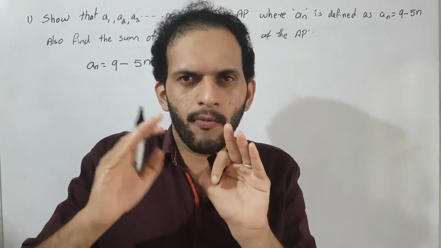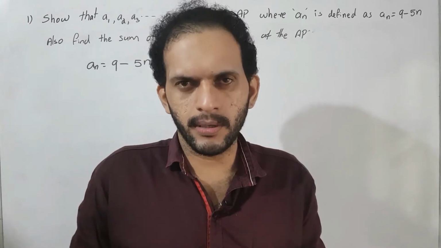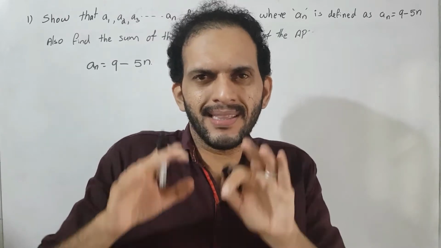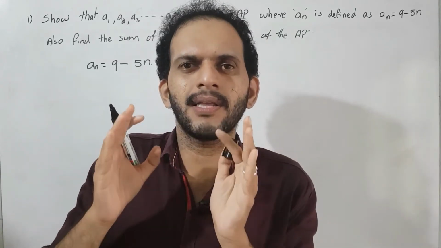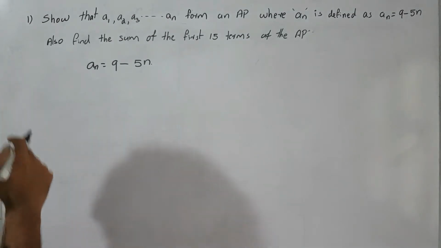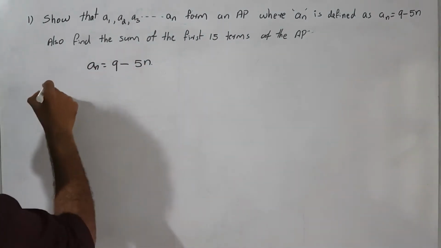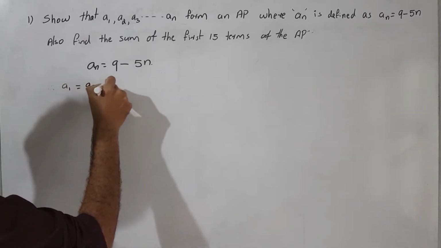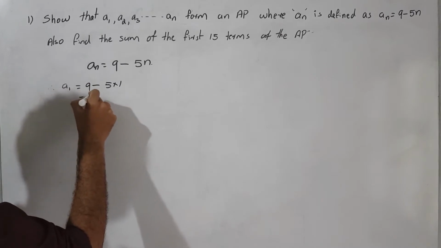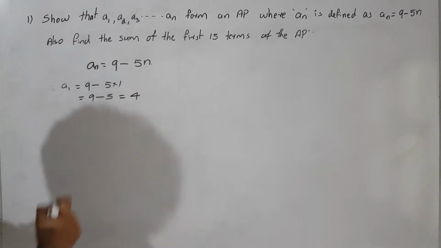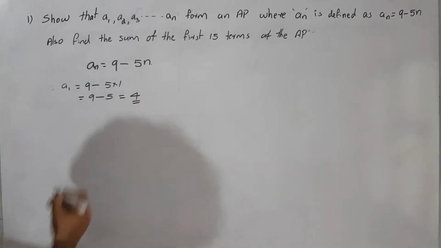As we change the value of n, we get the term at that position. Then the general form is used to find the terms of an AP directly by changing the value of n. Okay, so how do we get a1? Then an is equal to 9 minus 5n, and therefore a1 is equal to 9 minus 5 into 1. Then it is equal to 9 minus 5, 5 into 1 is 5. Then it is equal to 4. Then what is the first term of this AP? The first term of the AP is equal to 4.